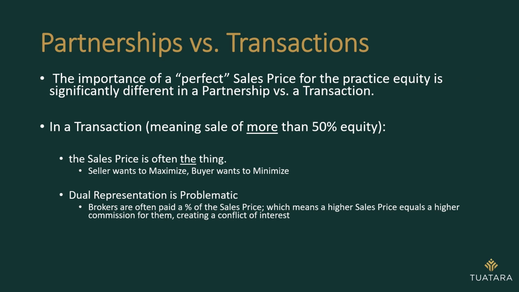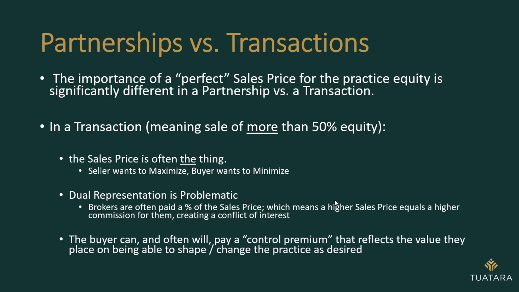Oftentimes as well, a broker or a valuation company is engaged also as a broker, and they're going to be paid a percentage of that sales price, which means a higher sales price equals a higher commission for them, and that creates a conflict of interest. In that case, it makes it really difficult for the broker to truly represent the buyer, because as stated in point number 1, the buyer's objectives might be to push the price of the practice down, which is in conflict with the seller and therefore the broker's objectives to some extent.